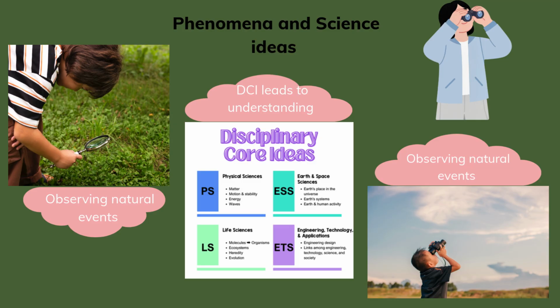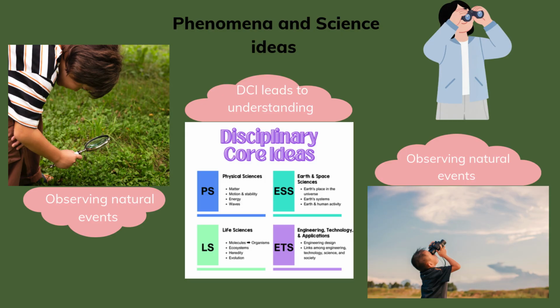Now we will discuss the components of phenomena and science ideas. Phenomena refers to the observation of natural happenings in our world that we can explain and predict using science. Looking at the image in the top left corner, there is a boy observing the grass and plants with a magnifying glass. The picture in the bottom left corner is another example of observing phenomena as the child is looking towards the sky, most likely at the sun or the clouds.